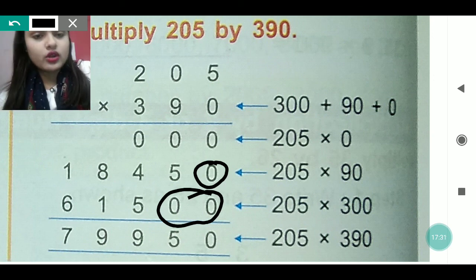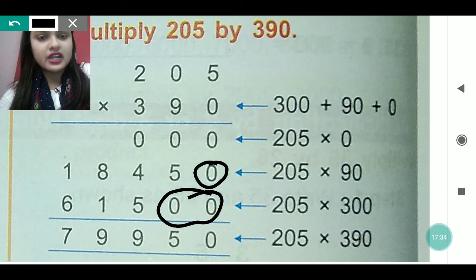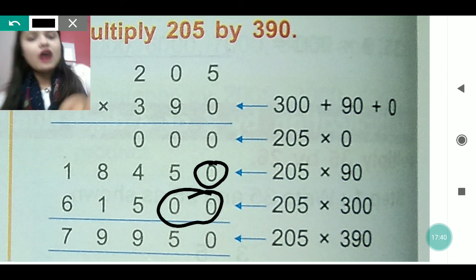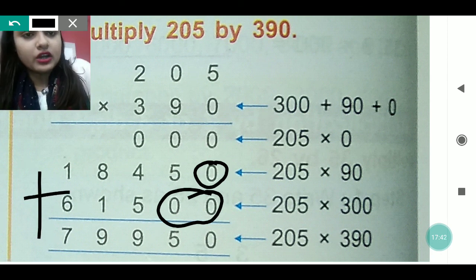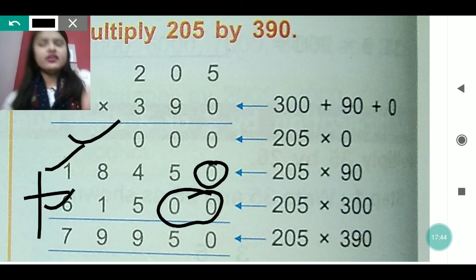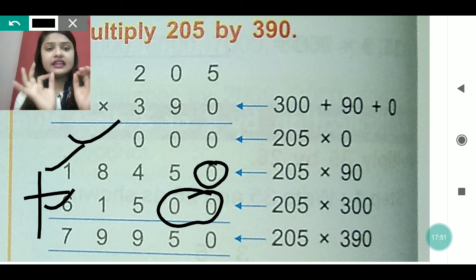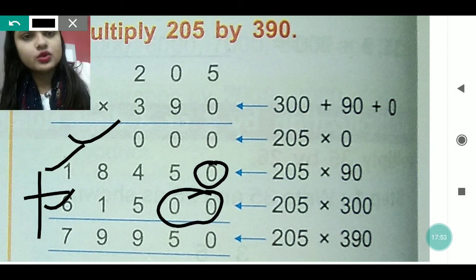So the total answer we get after the multiplication is 79950. How did we get it? By adding all three products, the first, second and the third. When we add all three products, we get the final product, that is 79950.